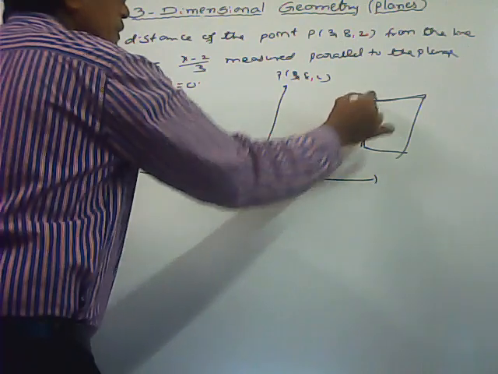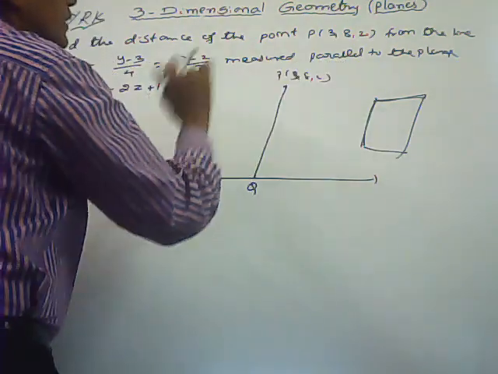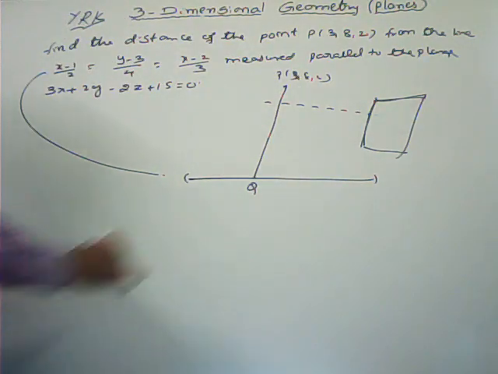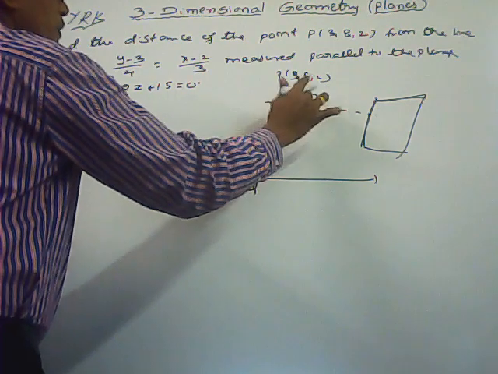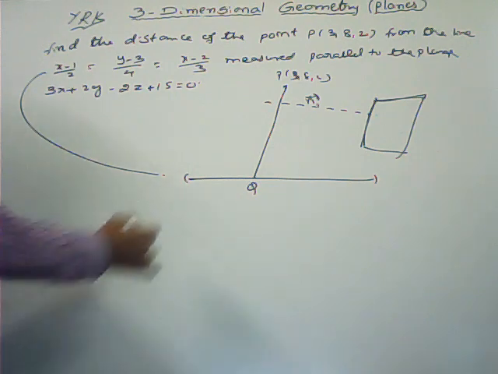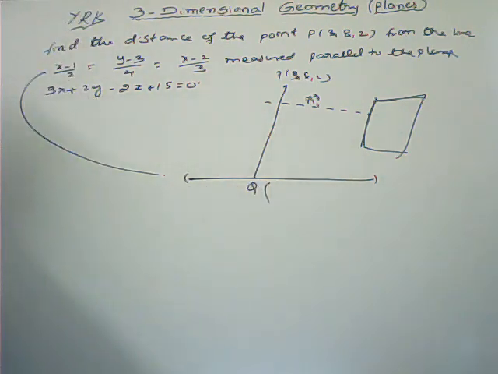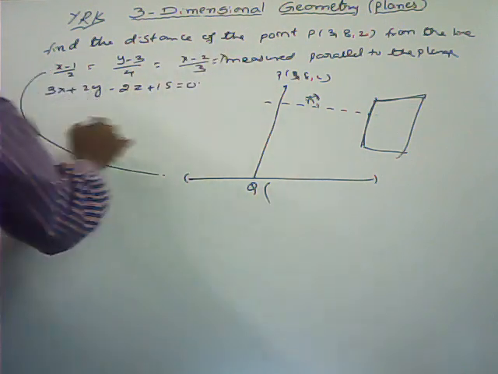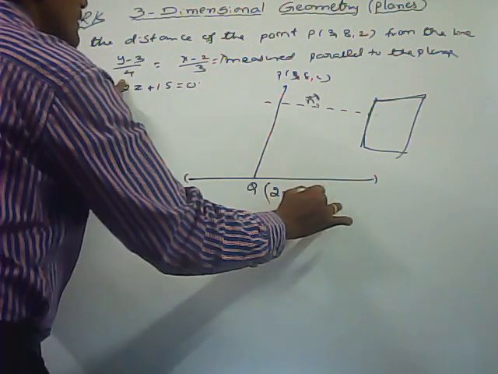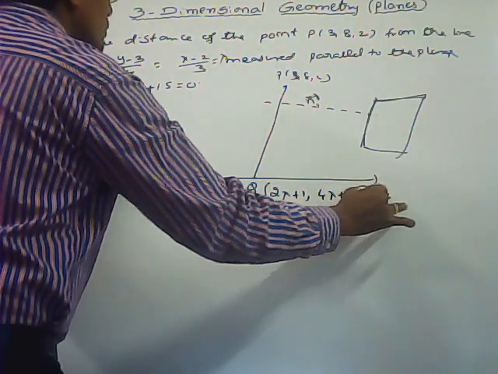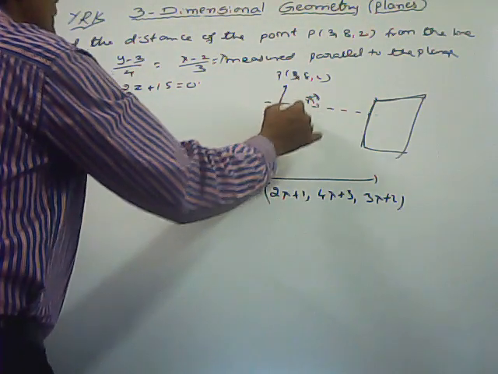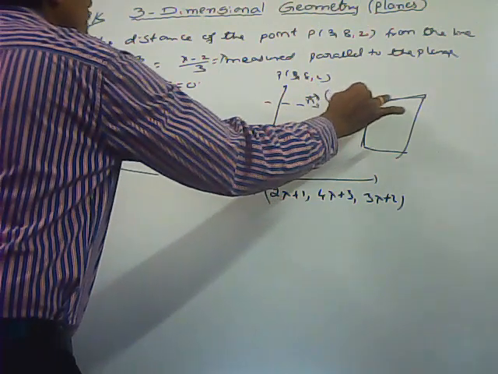Now here this line and this plane both are parallel. Both are parallel means here we can always consider the normal DRs of the plane only. So here the normal n bar is always perpendicular to PQ only. Now you can take any point Q on this line, using parametric equations. All these are equal to lambda: x equals 2 lambda plus 1, y equals 4 lambda plus 3, z equals 3 lambda plus 2. Any point on this line. Now you can see the normal DRs of this plane: n bar is equal to (3, 2, -2).